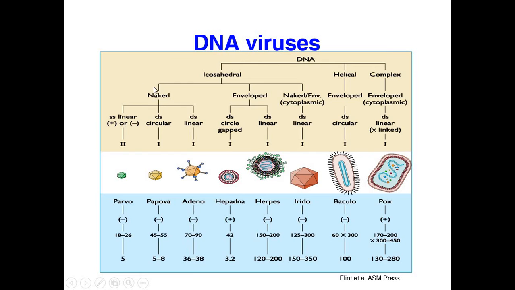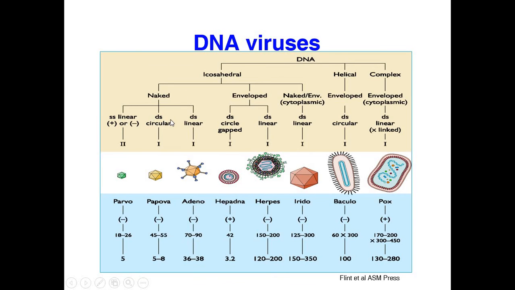First of all, we talk about the non-enveloped or naked viruses, like single-stranded linear with positive or negative sense, present in group 2. Example is parvovirus, don't have any kind of polymerase enzyme. The size is 18 to 26 nanometer, mean it is smallest virus. The genome size is 5 kilobase pair.